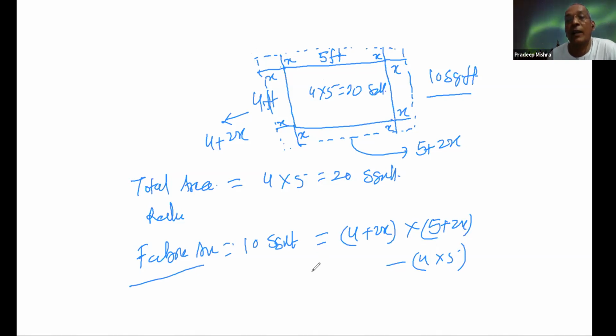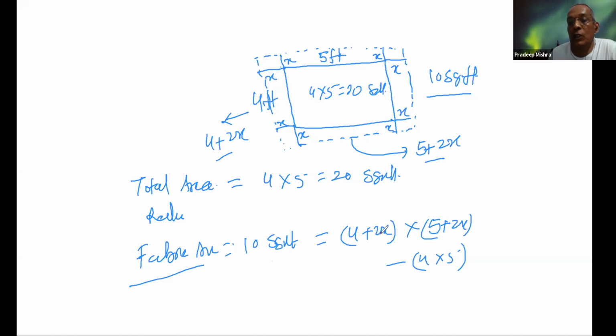Correct or no? I will explain again. This is the area of the rectangle, 4 by 5, which is 20. When I add fabric around this quilt, let's say a length x is added here and x here. So the total breadth will be 4 plus 2x and the length will be 5 plus 2x. So the quilt with fabric is 4 plus 2x and 5 plus 2x. If I subtract 4 into 5 from this, I get the area of the fabric, which is 10 square feet.